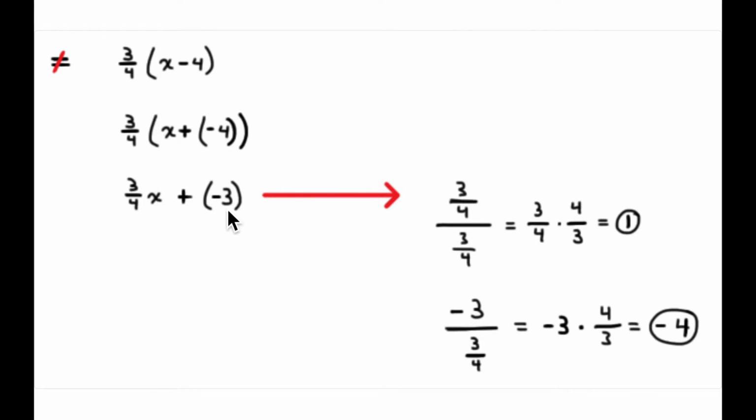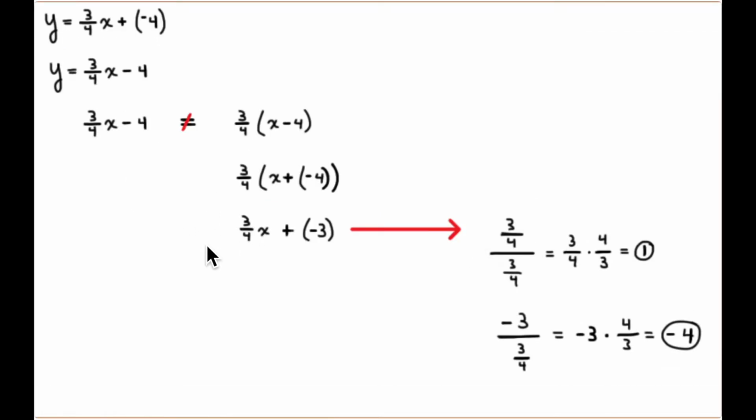And then divide this -3 by 3/4. Well, -3 divided by 3/4 is equal to -3 times 4/3 equals -4. So that gives you this -4 right here. Or you can use the inverse operation and the additive inverse, and so it's subtracting a +4 here. These two are the same. And notice that when you simplify them, you get a different y-intercept. So their graphs will be parallel to the first equation, but have a different y-intercept.